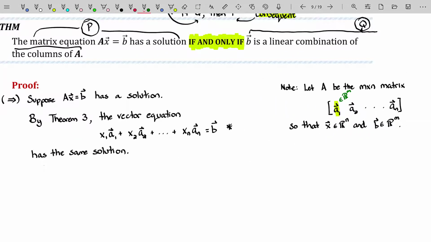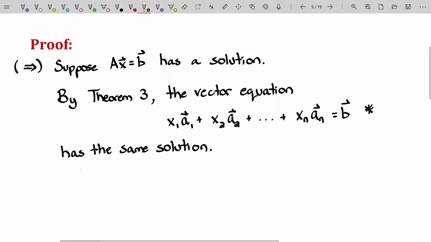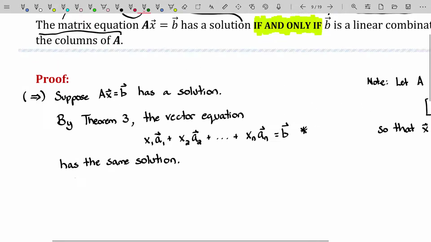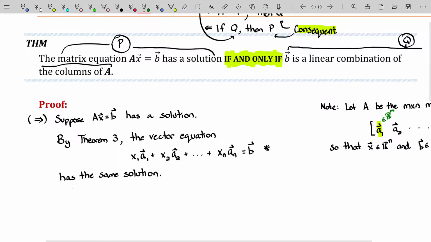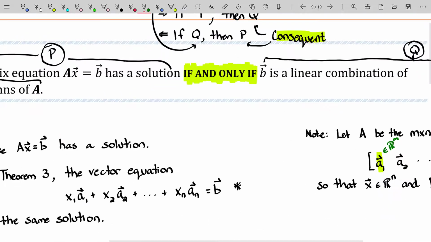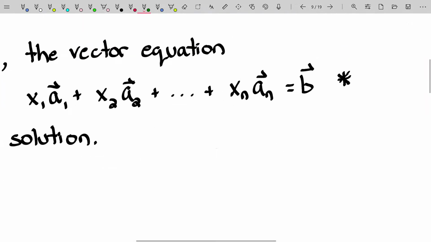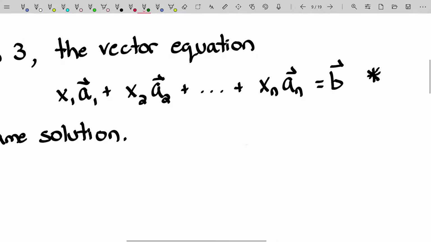All right, so where are we in our proof? Suppose that our matrix equation has a solution, then the associated vector equation also has the same solution. Where do we want to arrive? We want to arrive at the fact that b is a linear combination of the columns of A. Now take a look at this. This result almost tells us that b is a linear combination of the columns of A. That is, b is the sum of scalar multiples of the columns of A.